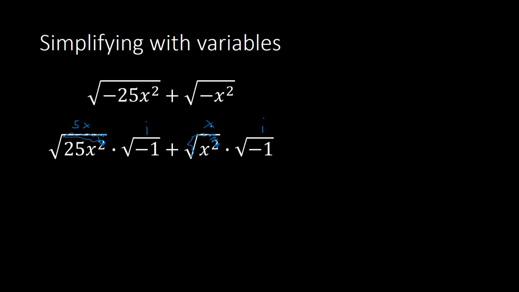So what I have is 5xi plus 1xi, and once again, we need like terms. So here we have xi, here we have xi, so therefore those are like terms. So I can combine them, and I can get 5 plus 1, which gives me 6 times xi.